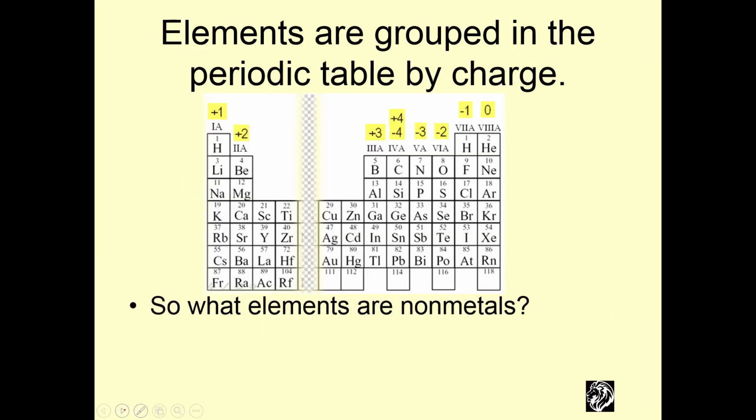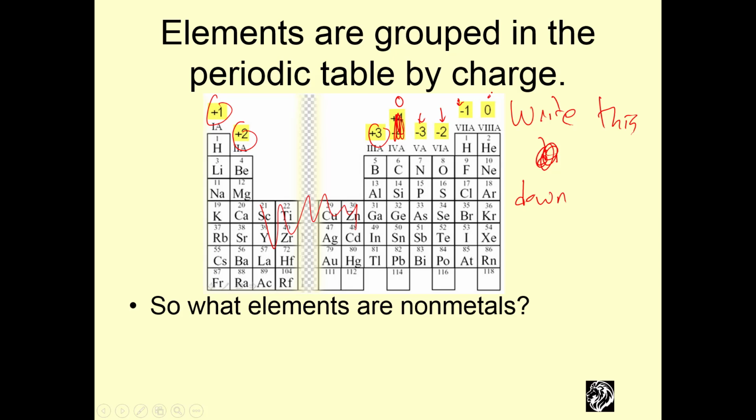Elements are grouped in the periodic table by charge. Write this down. The first column is always plus 1. The second column is plus 2. All these guys in the middle don't have a charge that we have to deal with. Then plus 3, and I like to call this 0. Then minus 3, minus 2, minus 1, 0.